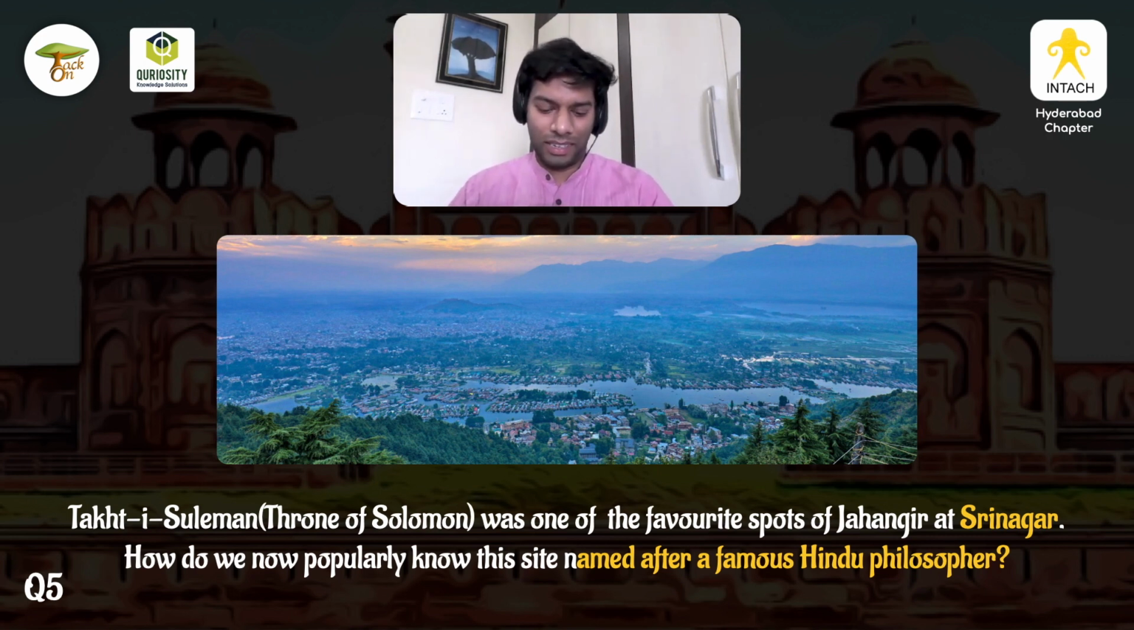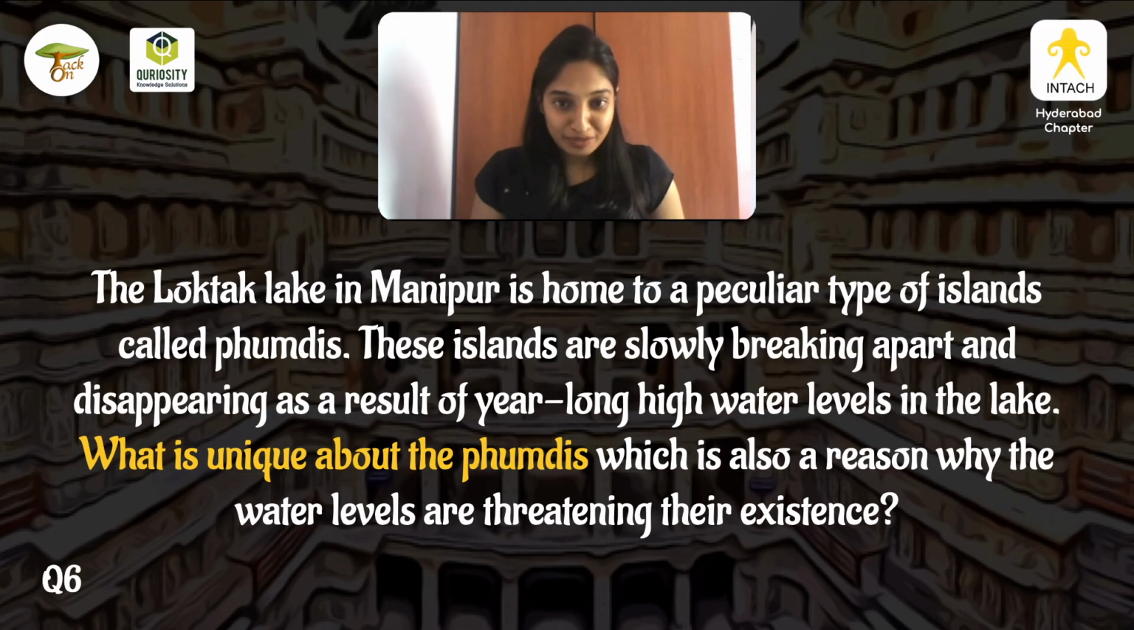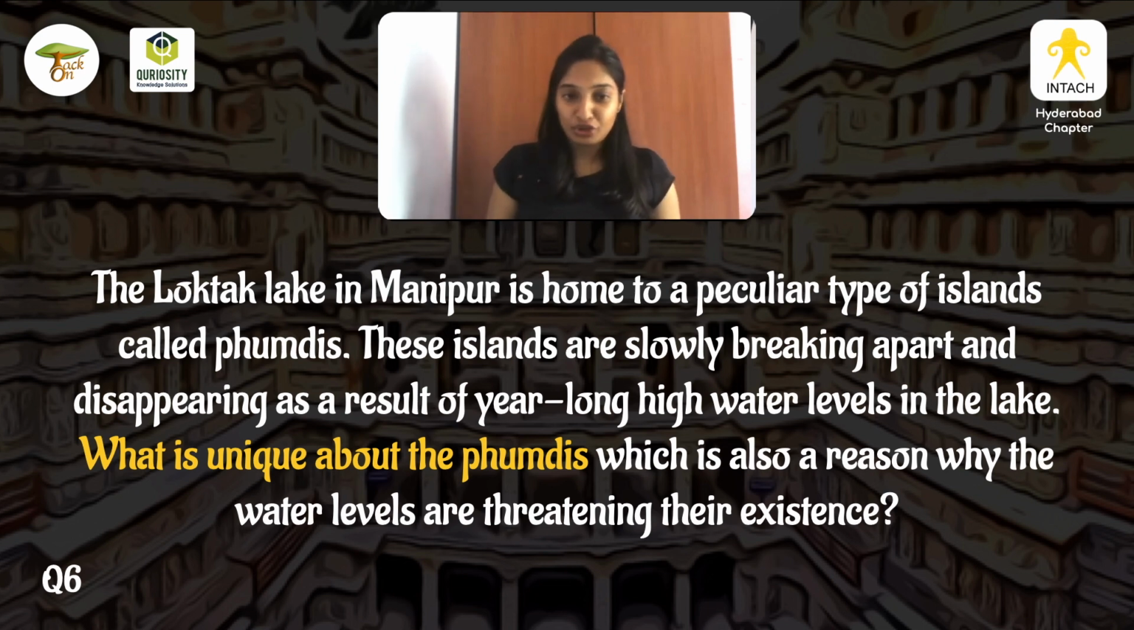Question number 6. Here is question number 6, and this is a question on natural heritage of India. If you've ever traveled to the northeast, you would know about this place called the Loktak Lake in Manipur, which is home to a peculiar type of islands called the Phumdis. These islands are slowly breaking apart and disappearing as a result of year-long high water levels in the lake. What is unique about the Phumdis, which is also a reason why the water levels are threatening their existence?